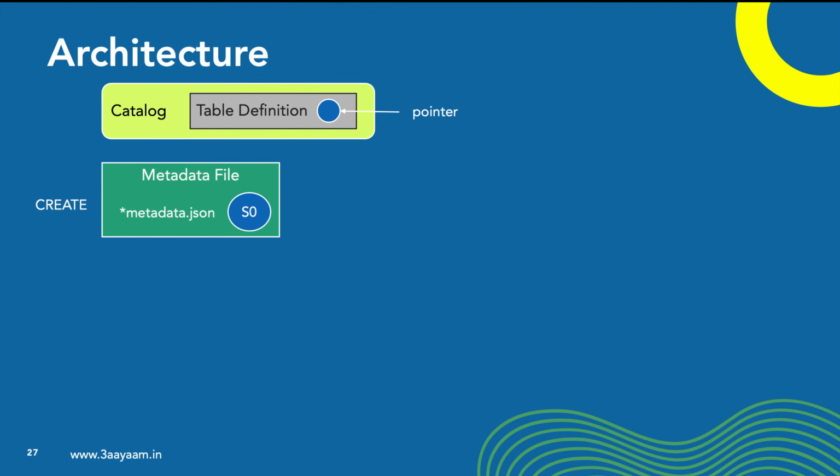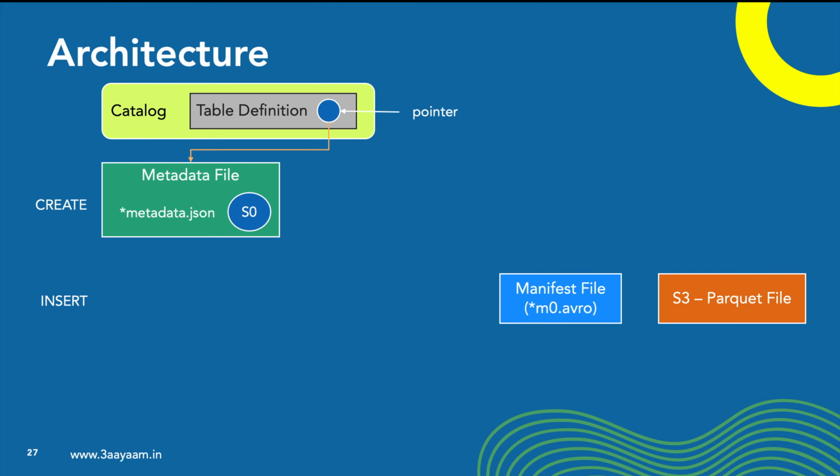Once this metadata file is created after we create the table, the pointer in the table definition would point to this particular metadata file, which contains snapshot 0, meaning that this is the first snapshot of the table when we create it. Of course, after creating the table, we insert records into the table. Then the records would be inserted into a Parquet file stored in S3. This Parquet file would be the data file, and Iceberg would create a manifest file which ends with m0.avro, and this manifest file would point to the Parquet data file. Iceberg would also automatically create a manifest list which starts with snap and ends with .avro, and this manifest list would point to this manifest file. So the manifest list would contain the details of all the manifest files, and the manifest file would contain details of all the data files that this particular snapshot is holding.